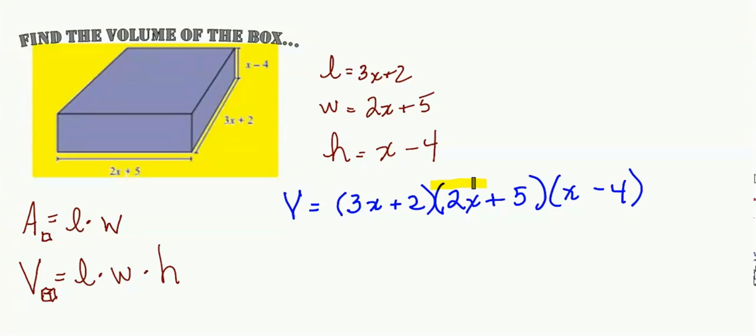What I'm going to do is multiply the second 2 first, because I prefer to distribute a binomial into a trinomial for some reason. It's just my preference. You guys might like the other way around. It's okay.